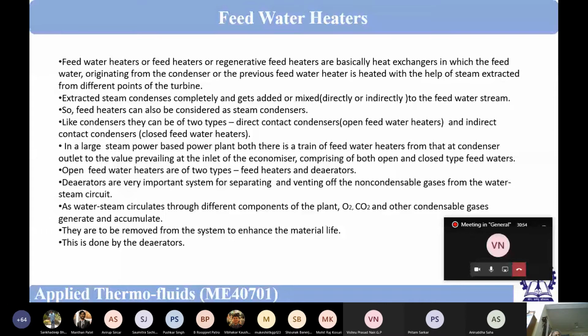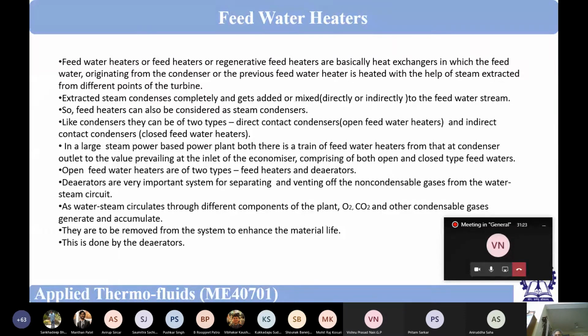Now, I would like to ask you, which one do you prefer as a mechanical engineer? Open feed water heater. Direct contact condenser. Yes, from the heat transfer point of view, direct contact condensers are much better.